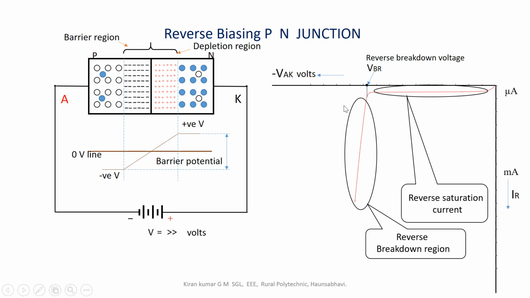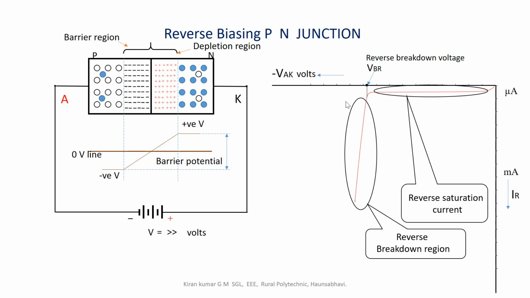If the diode is made to work in this particular region for a longer duration, it may suffer irreversible damage, meaning the diode will be destroyed permanently. That is why the diode is not allowed to work after this reverse breakdown voltage point.